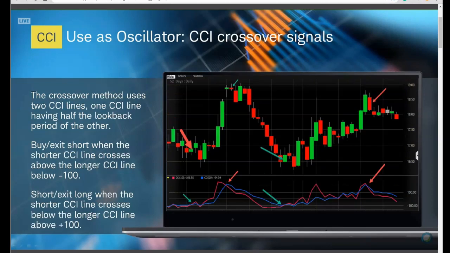There have been other ways, though, to use the CCI as an oscillator in a range-bound stock to get maybe even a little bit more accurate signals. And there are two methods for this, where you use more than one CCI line. Okay, so the first one we're going to talk about here is what is called the two-line crossover method.